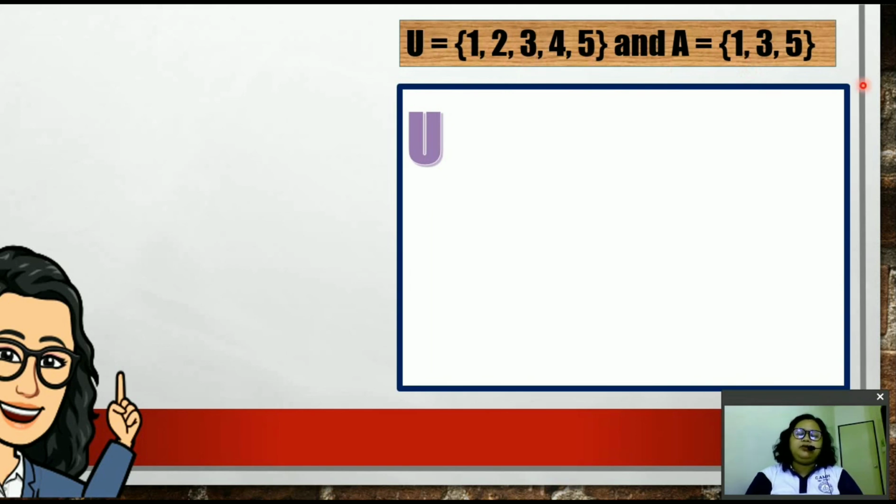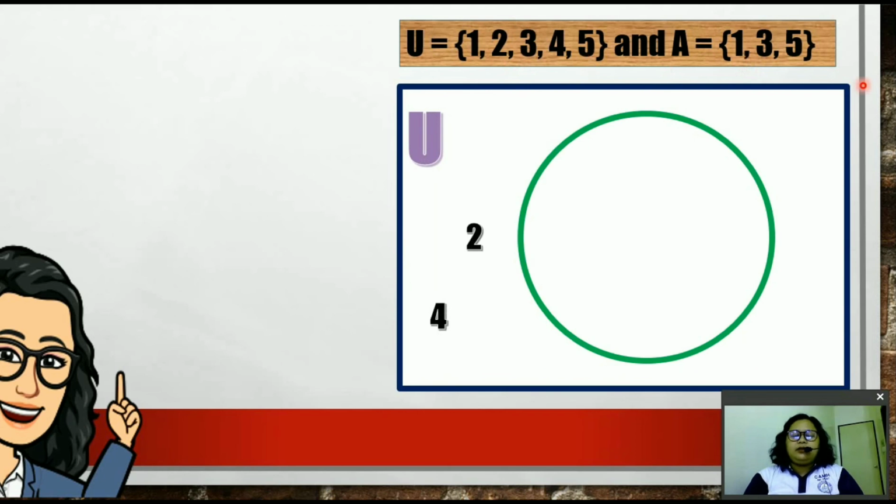So what are you going to do? You're just going to write 2 and 4 on the rectangle, and then you're going to draw the circle for set A. And name it as set A, and then you're going to write 1, 3, and 5. So that means 1, 3, and 5 are the elements of set A. At the same time, they are also elements of the universal set.